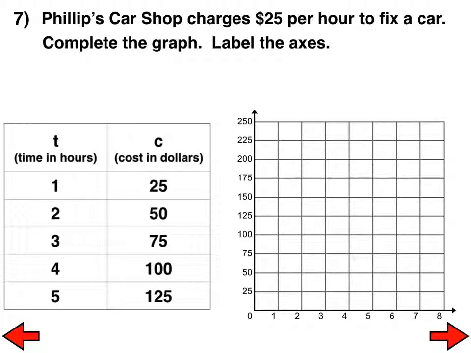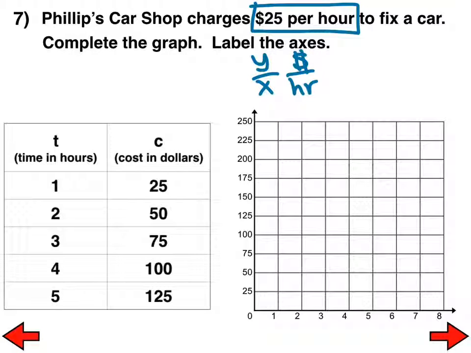So, look at this part. It says he charges $25 per hour. What does that sound like to you? Per hour, per hour, per hour. Unit rate. If that's unit rate, we know that's y over x, right? Y over x would be dollars per hour, according to that little phrase there, $25 per hour.